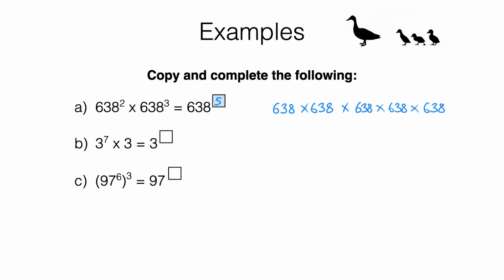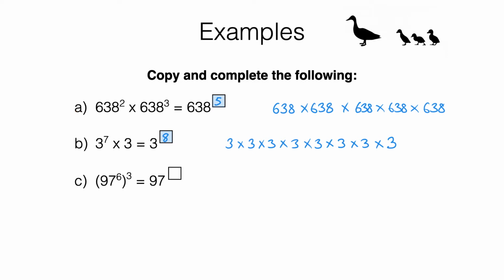Pause the video and have a go at question B for yourself. Hopefully you've spotted that 3 to the power of 7 multiplied by 3 is simply 3 to the power of 8. Let's just pause and have a look at what's going on here.